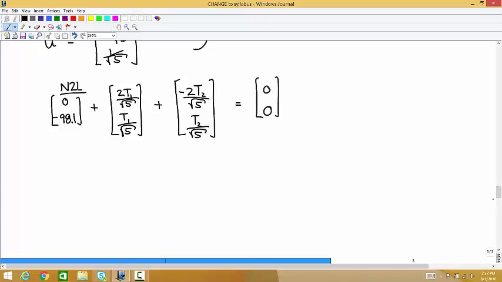Okay, so the first equation, we can think of this as two separate equations. The first one says 2t1 over root 5 minus 2t2 over root 5 is equal to 0. And you can move the negative term to the other side, divide by the constants. This tells you that t1 is equal to t2.